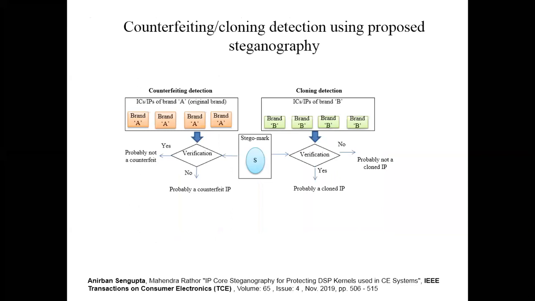Now, how do we do the counterfeiting or cloning detection using the proposed steganography? This is pretty much what I've already spoken of previously: you can use a stegomark to detect or classify whether it's a counterfeit or a clone by checking if in any other brand we have the original stegomark, then it will be classified as a clone, else it will be classified as a counterfeited design. Next slide, please.